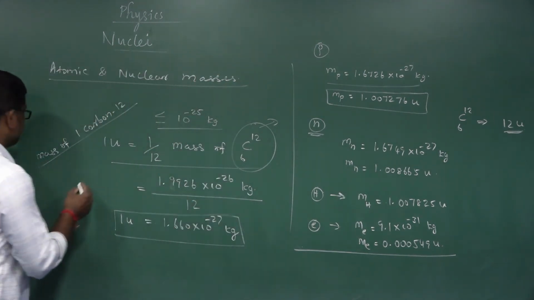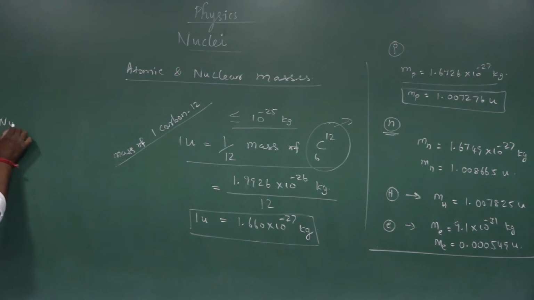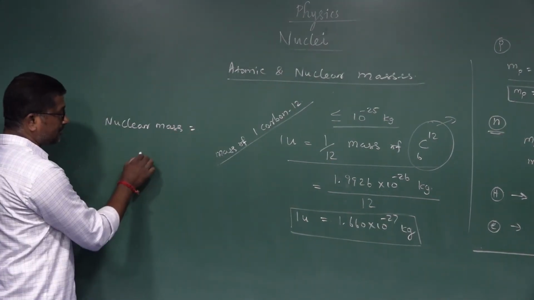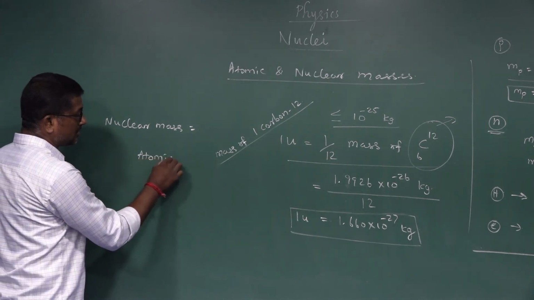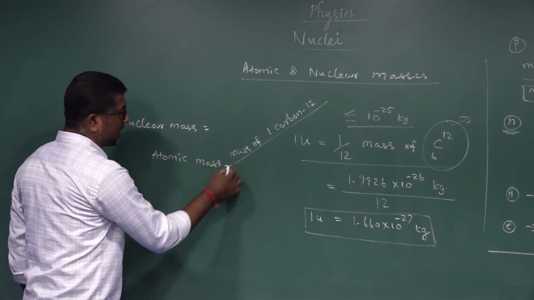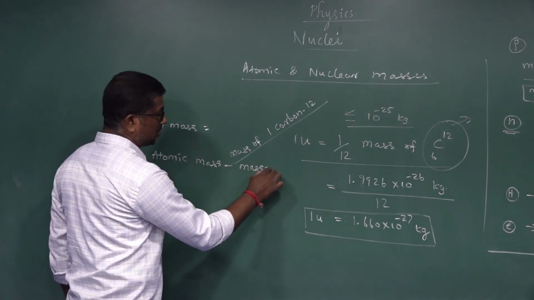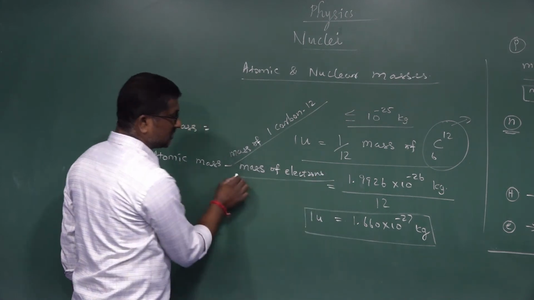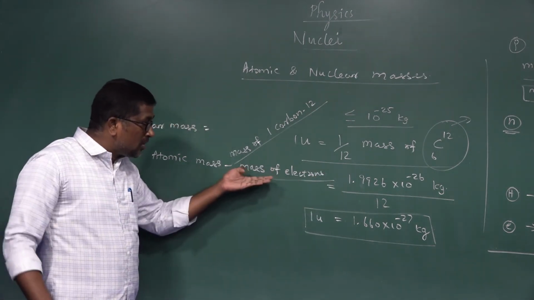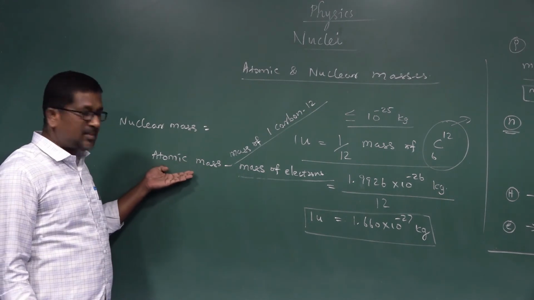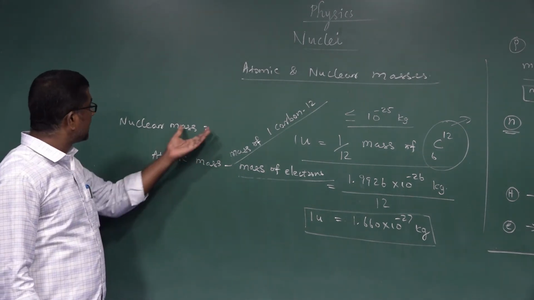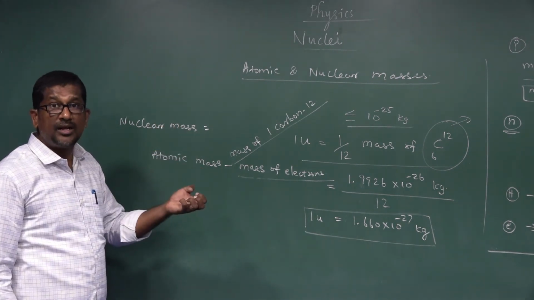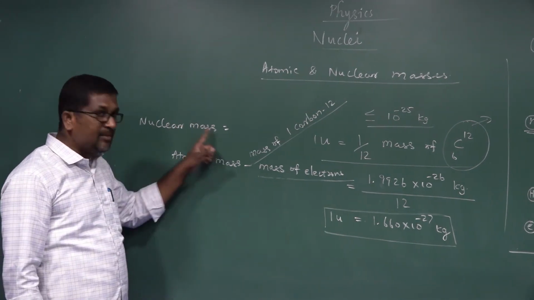Okay, so nuclear mass is equal to atomic mass minus mass of electrons, right? By subtracting the total mass of electrons from the given atomic mass, we can get the nuclear mass. Because by using Bainbridge mass spectrometer, it is possible to determine atomic mass.